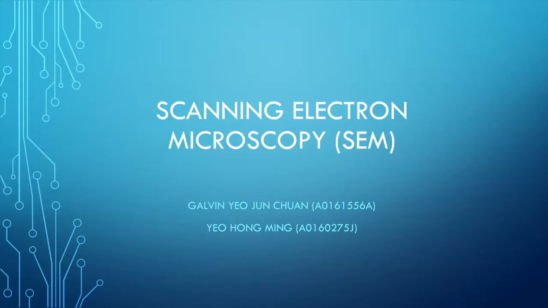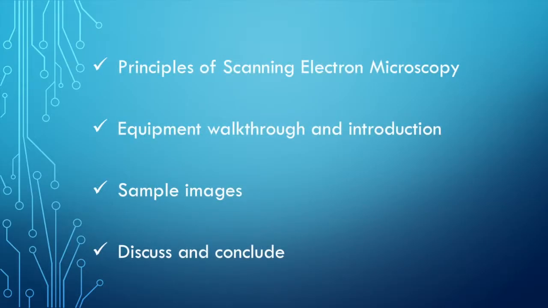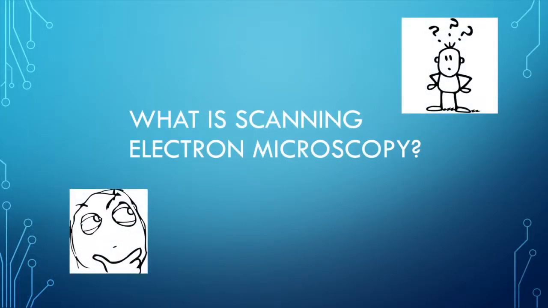Presentation on scanning electron microscopy. Today we will be going through several things. The first thing that we would be going through would be the working principles of how scanning electron microscopy works, followed by an introduction and walkthrough on the equipment that we had the chance to use. Then, we would run through the images that we have obtained and briefly discuss about it before ending with a conclusion. Let us begin by going through what an SEM is.